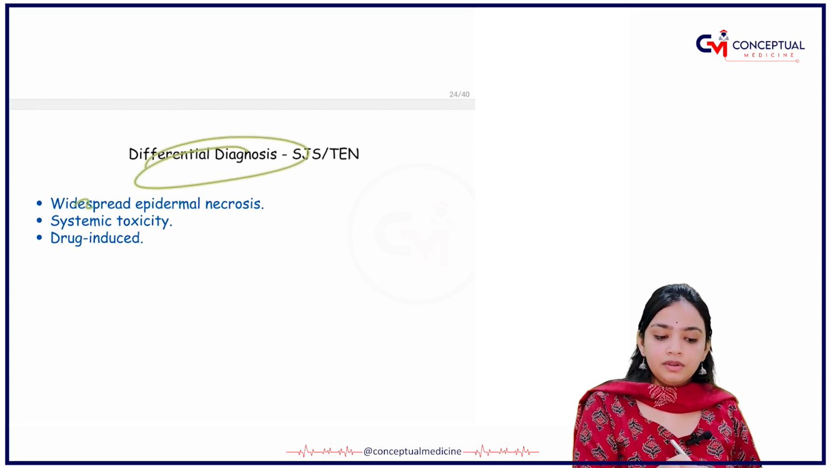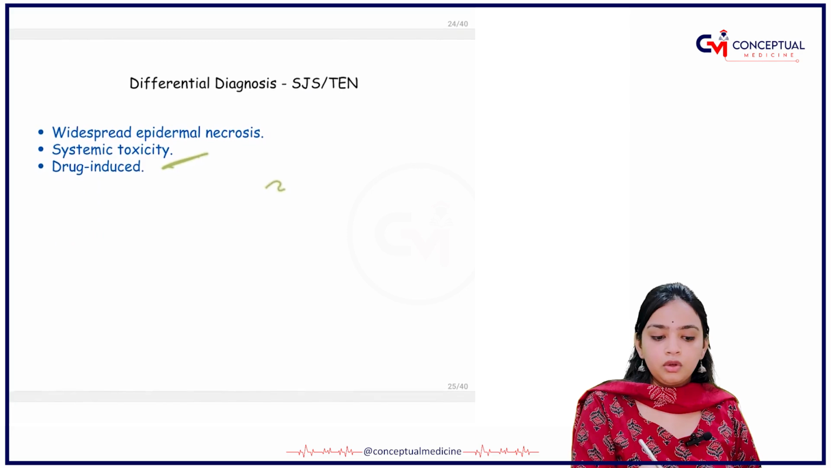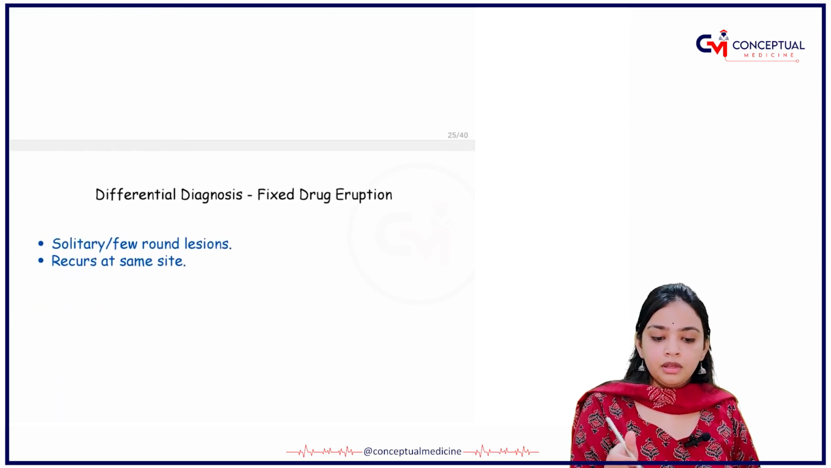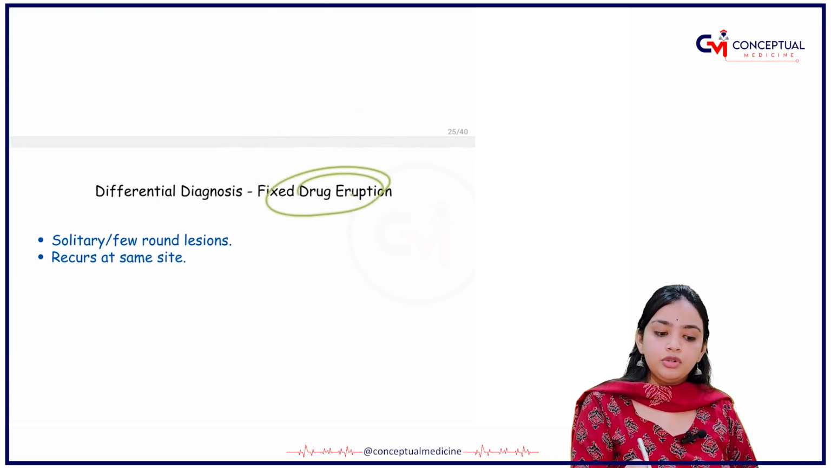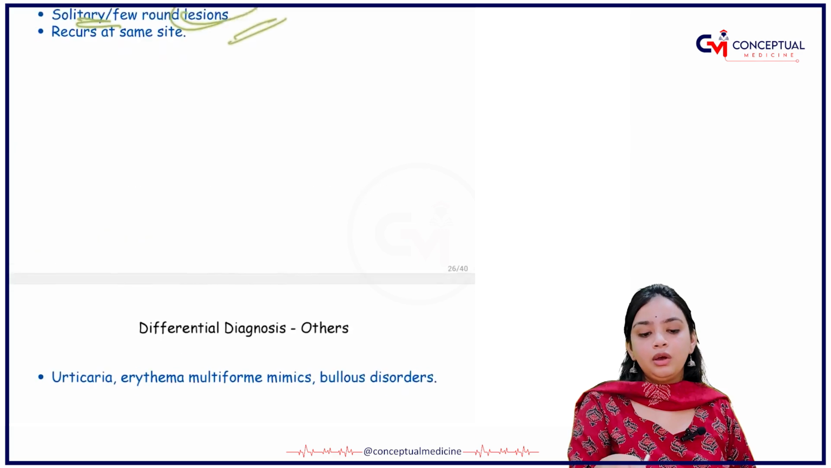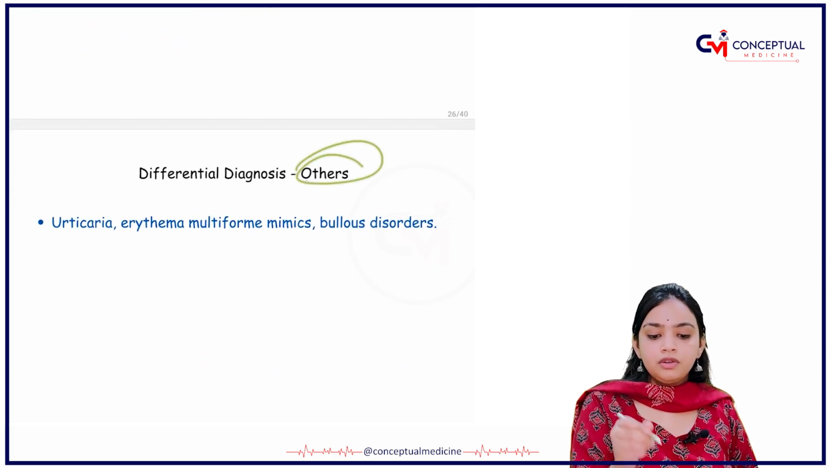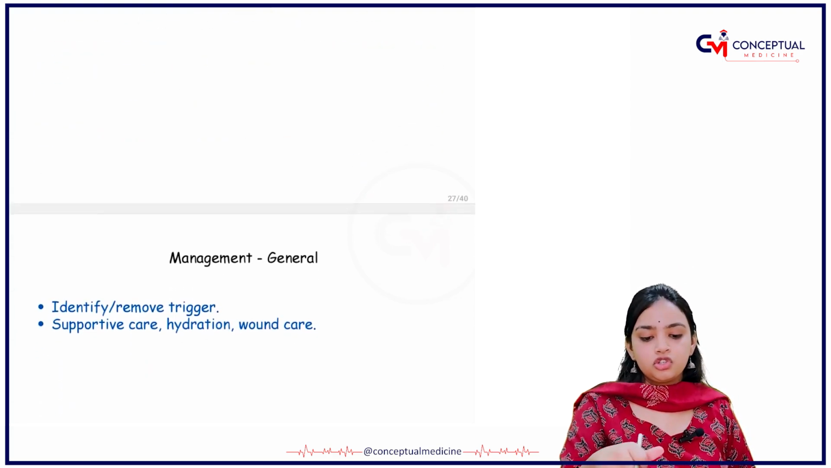I know you have been taught history taking very clearly, right? Differential diagnosis will be SJS, which is drug induced and systemic toxicity is involved. Then why is it not a fixed drug eruption? Because in fixed drug eruption, you have recurrence at the same site and you have solitary or few round lesions. Other differential diagnoses can be urticaria, erythema multiforme, and bullous disorders.